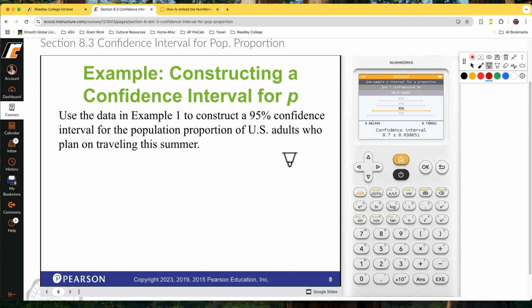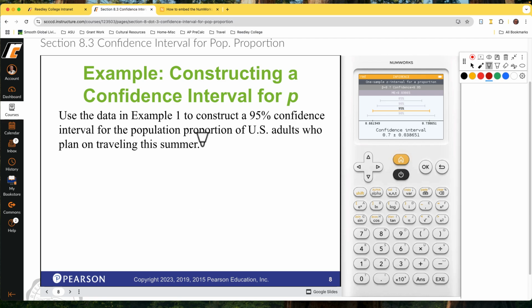And so, yeah, we could just put that the confidence interval is going to be 0.6613 all the way to 0.7387. Sometimes it wants it as a plus or minus. The confidence interval is 0.7 plus or minus 0.0387, rounded to 4 decimal places. And that's it. We've done it.